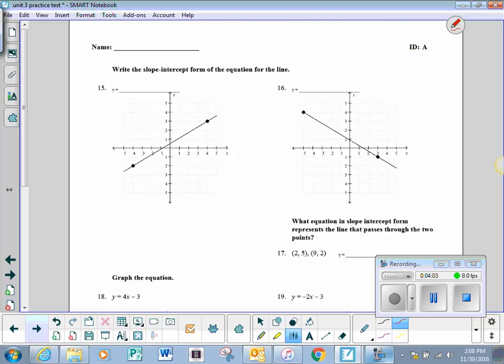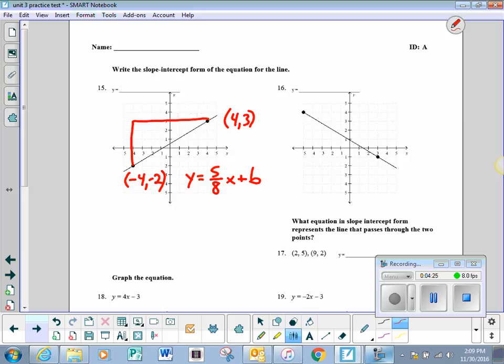Okay, so far so good. Write the slope-intercept form of this equation. So this goes through the point -4, -2, and 4, 3. So I can see that the slope is rise 5, run 8. So y equals 5/8 x plus b. What's b?